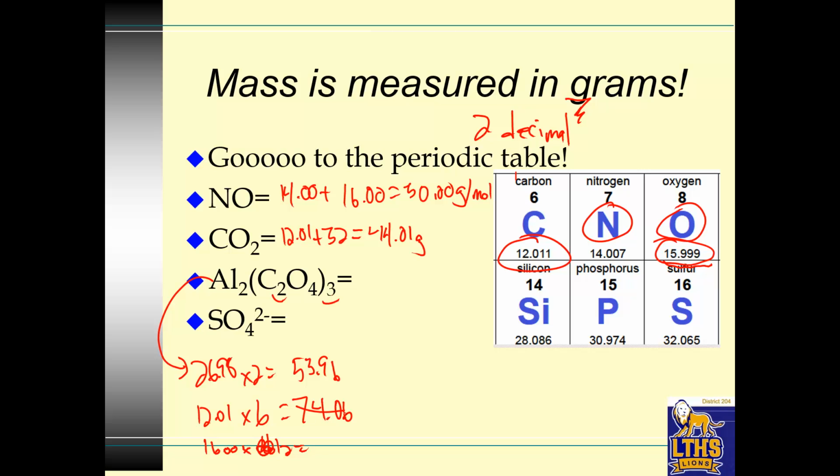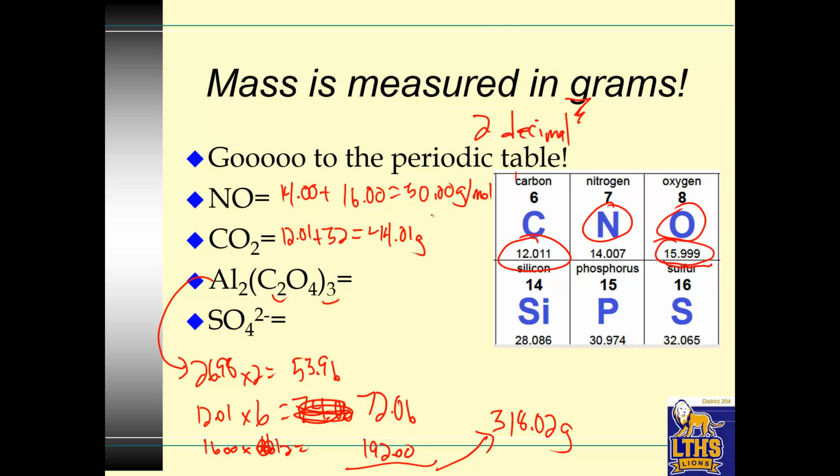Oops, I know what my problem was here. This is 72.06, sorry. And then 16 times 12 is 192. I'm going to add all those up, and I'm going to get 53.96 plus 72.06 plus 192 equals 318.02 grams. So that's how many grams are in 1 mole.